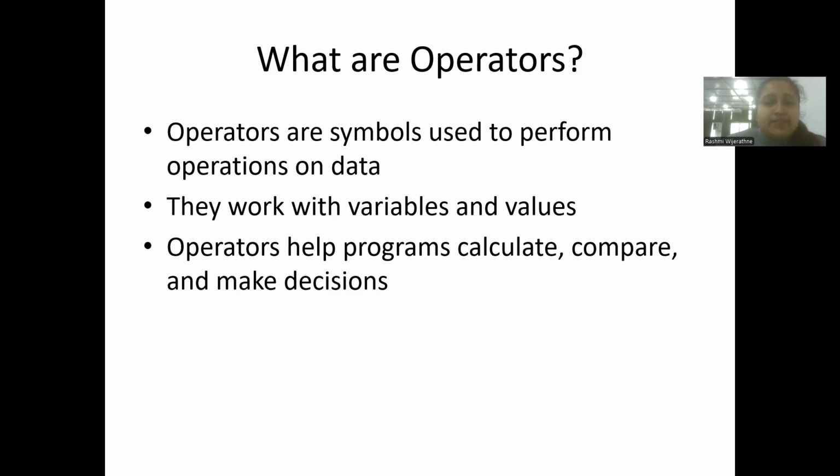Operators help programs calculate, compare, and make decisions. We can calculate values with summation, subtraction, division, and multiplication. We can compare two values: equal, greater than, or less than. And we can make decisions, for example, if this value is less than 5, then we can make a decision like that. We will do some examples like that in the upcoming slides.